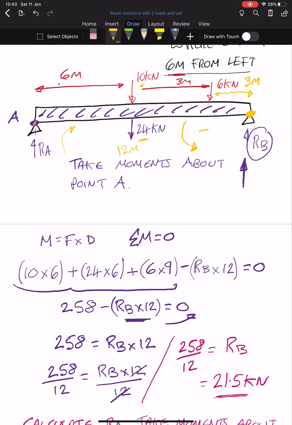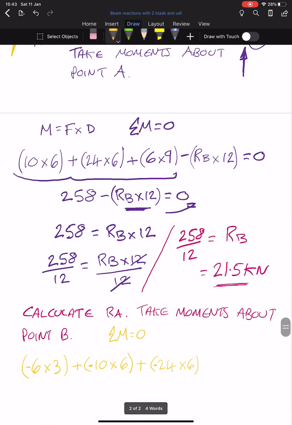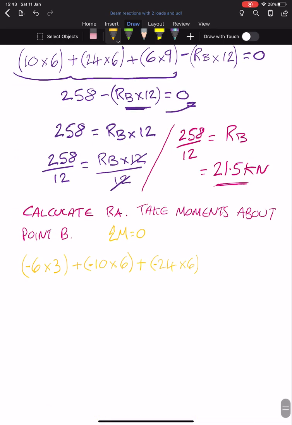The next one is to do with RA here. We don't know what it is, but we know it's 12 meters away from point B and it's going clockwise. So we're going to be doing plus, because clockwise, plus. We don't know what it is, RA. We know it's 12 meters away. 12 for some distance, and all of that has got to equal 0 because the sum of the moments has got to equal 0.